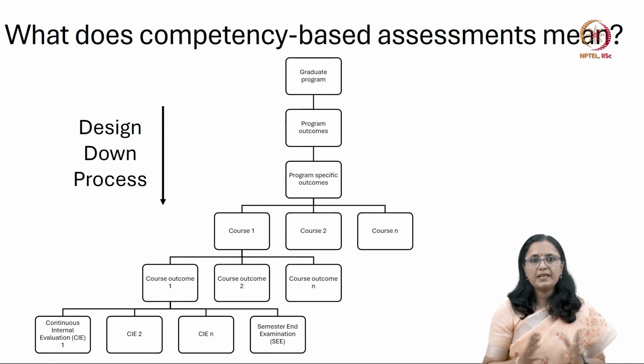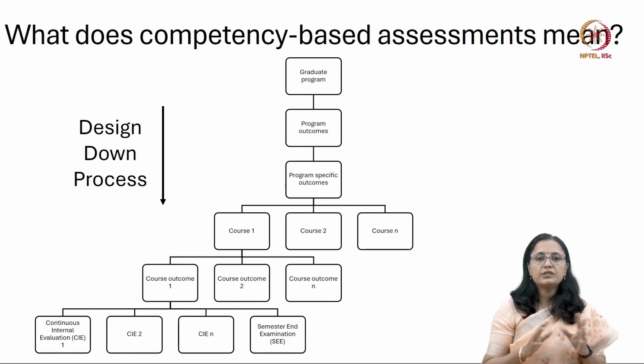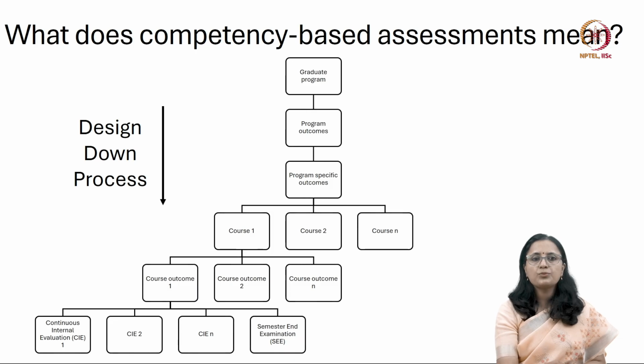So we will try to explain it through this particular flow chart. Let me walk you through how competency-based assessment is structured from the program level to individual level assessments. So the graph starts with graduate program. And every graduate program is designed with a clear purpose. What is that purpose? What kind of graduate we would like to produce? And from this purpose, we try to define certain program outcomes.